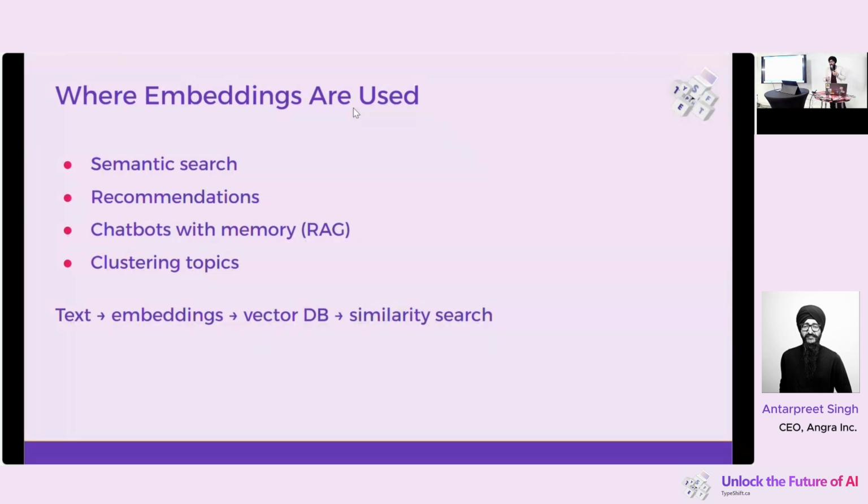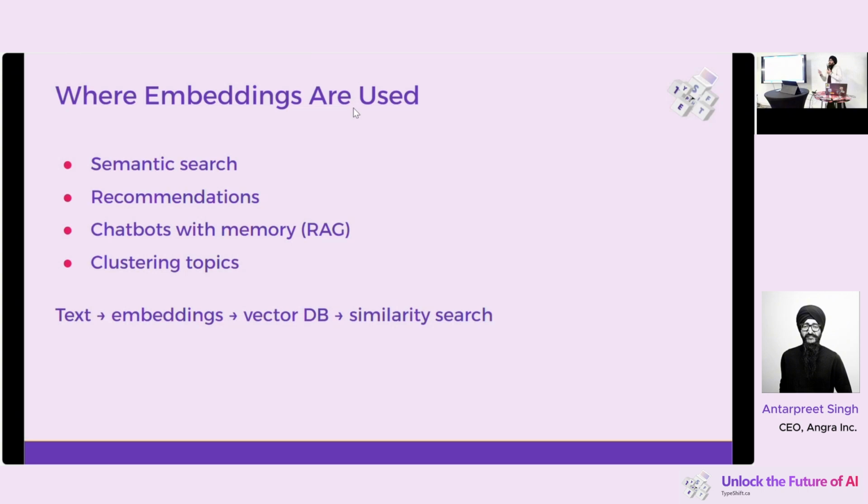So now, where are all of these embeddings used? You might have used them before as well. The first one is, let's say, semantic search. For example, when you go on Google and type in your request, as you're typing, it gives you recommendations of what could be the potential next word. So it's doing that semantic search behind the scenes.